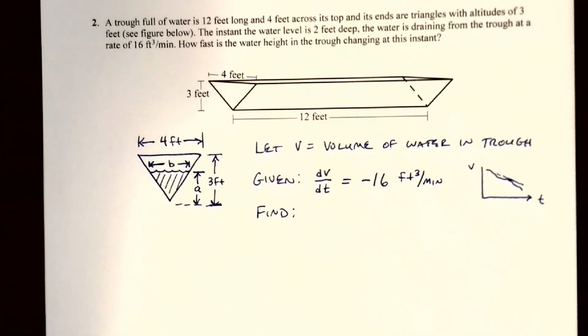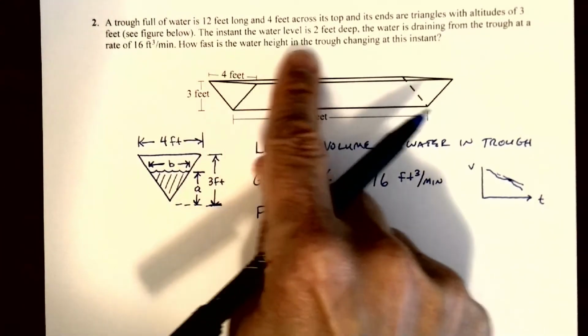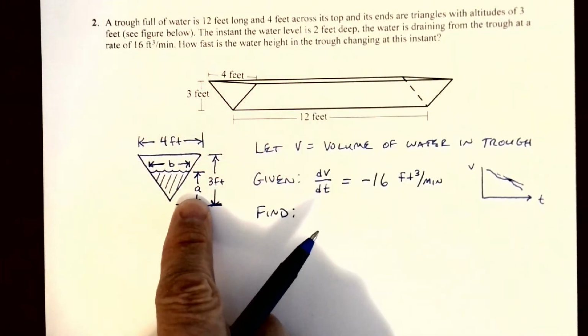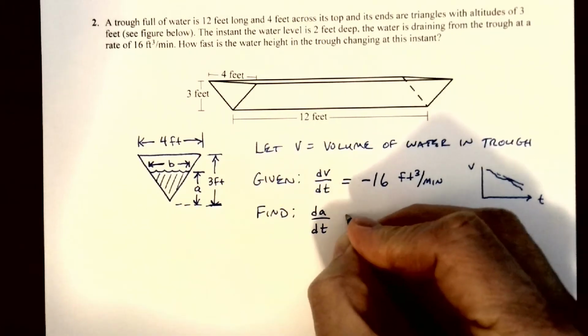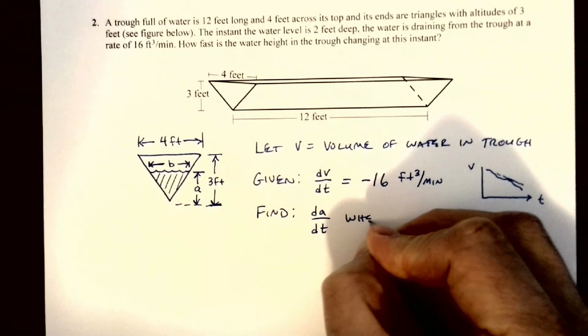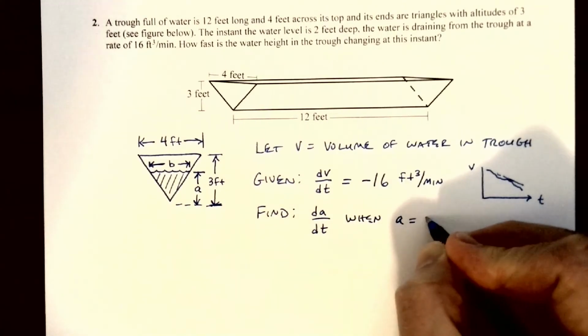Okay. Now, what are we asked to find? How fast is the water height in the trough changing? Well, that's the rate of change of A with respect to time. And we want to find that the instant when what? When the height A is equal to 2 feet.